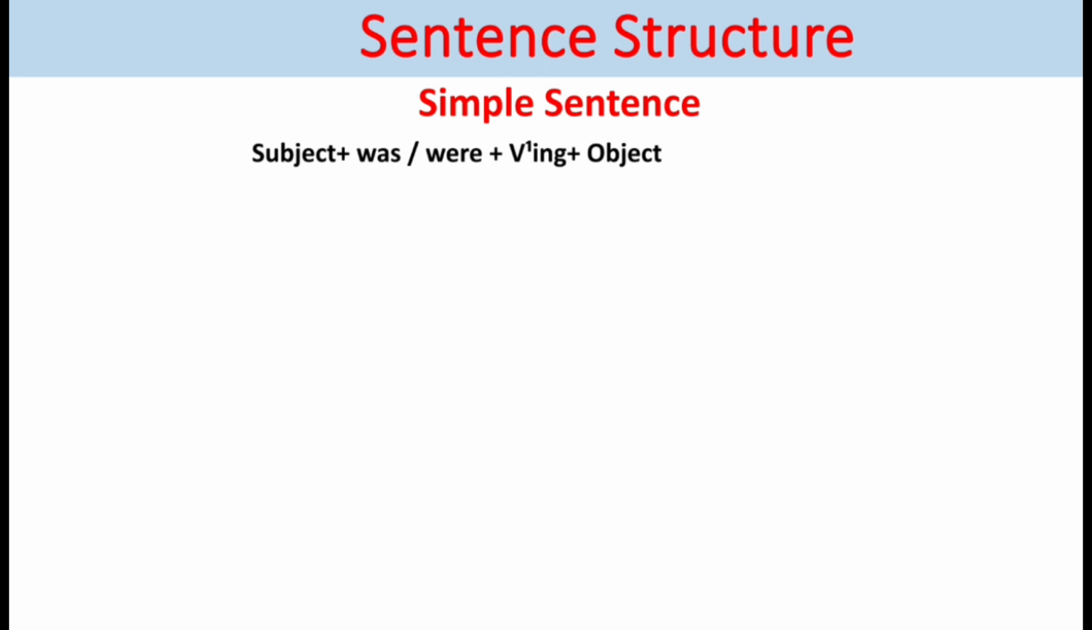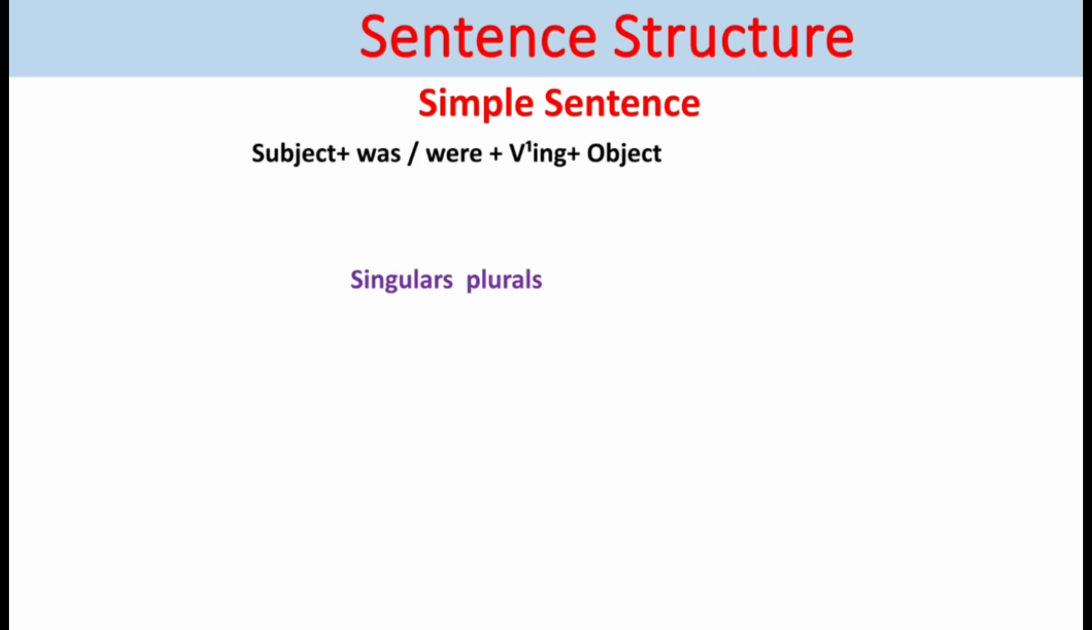Now we will see the sentence structure of past continuous tense. So the structure of simple sentence is subject, then was or were, then we add ing with the base form of verb and then object.